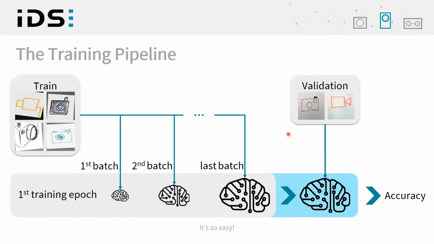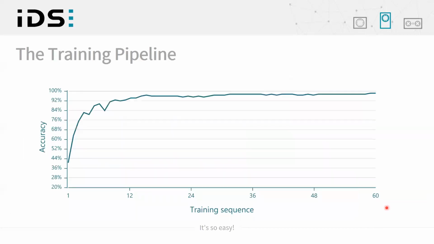At the end of each epoch, the validation data set is also run through the neural network, but not to adapt the parameters, only to extract the accuracy. So this is how such a training sequence would look.